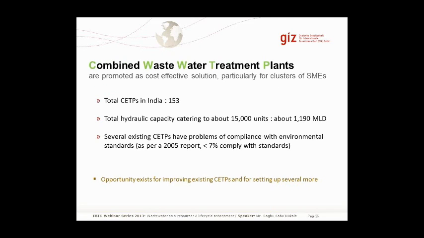Now, combined wastewater treatment plants have been found as a solution for SMEs, and there are about 153 of such combined wastewater facilities in India, but many of them still have problems with compliance with standards for various reasons. Less than 7% of the treatment plants are complying with standards as per a 2005 report out of some 78 treatment plants studied.